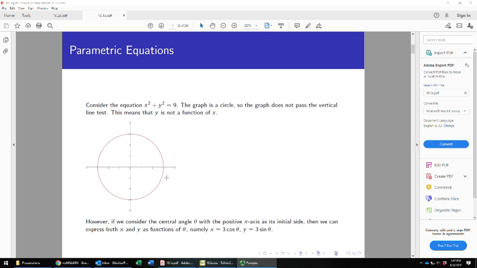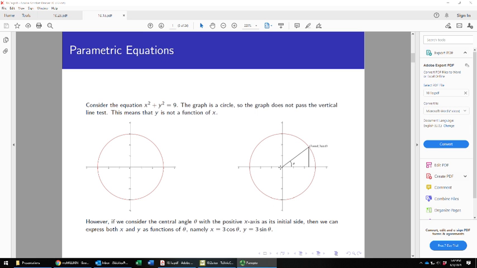Well, let's say we consider the central angle theta, which I'll draw another picture of in a second, where we have the positive x-axis as an initial side. Here's the center of the circle, so we have a theta where the terminal side is coming out as a ray from the origin. Then notice that we can express both x and y as functions of theta.